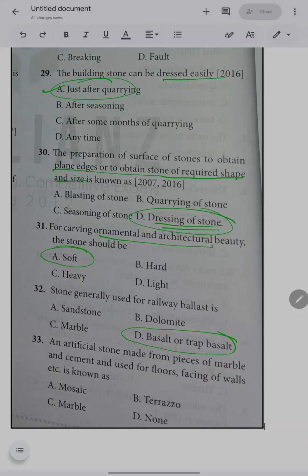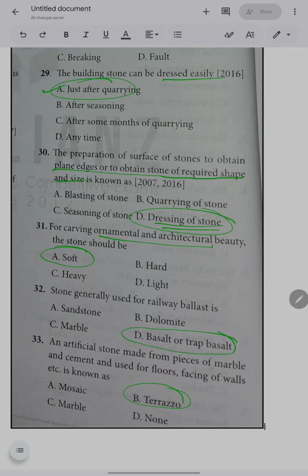Next question. An artificial stone made from pieces of marble and cement and used for flooring, facing of walls, etc. is known as mosaic, terrazzo, marble, none of these. So the answer is terrazzo. Option B is the correct answer.